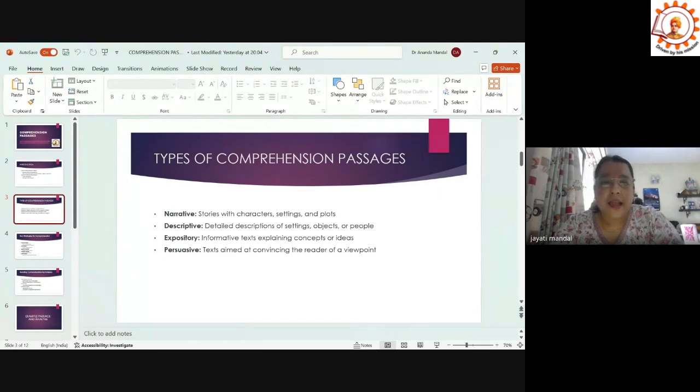The things that I have discussed: the narrative, stories with characters, settings and plot; descriptive, giving detailed descriptions of setting, objects or people.